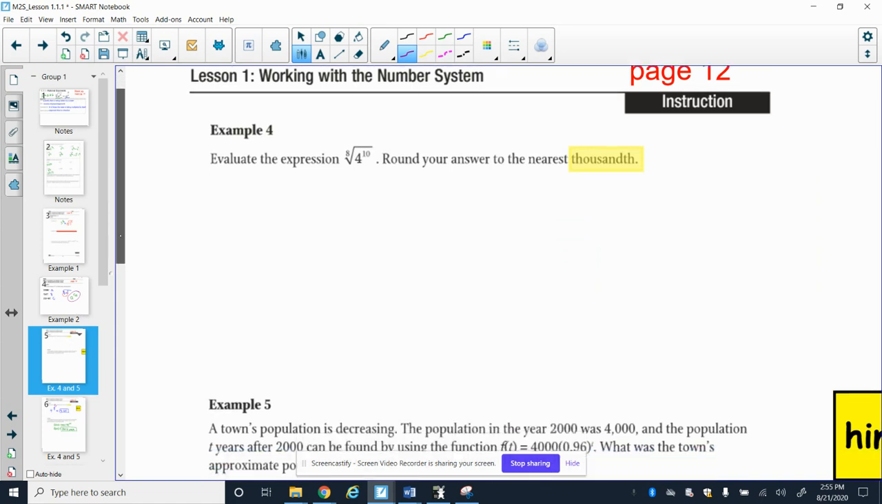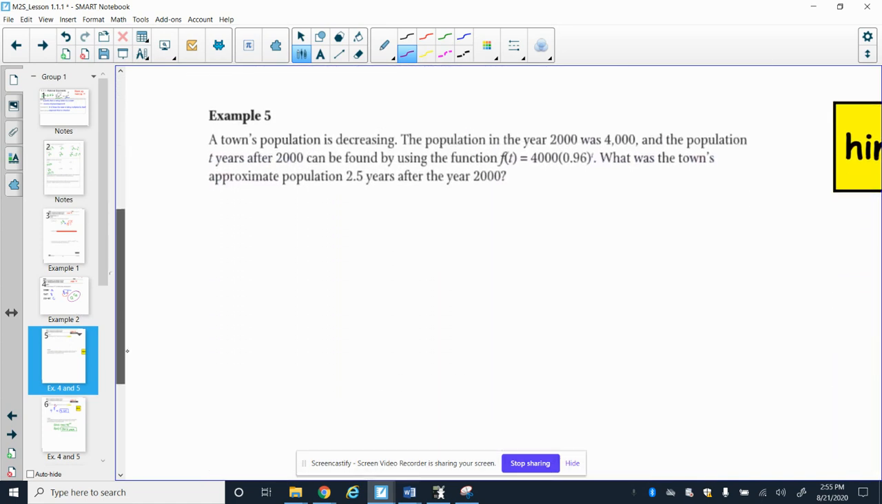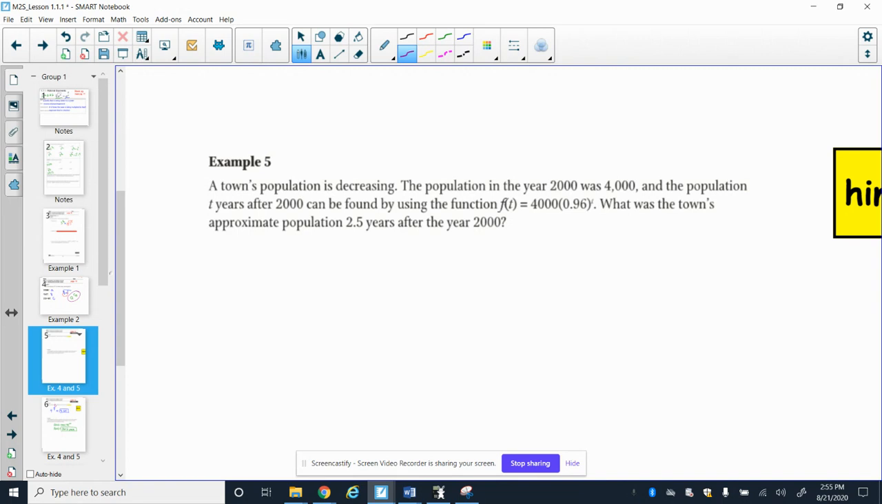One more problem type for today. Example 5, it says a town's population is decreasing. Population in the year 2000 was 4,000. The population t years after 2000 can be found by using this function. This is function notation, hopefully you remember that from last year. F of t is how we'd say that aloud. So it says f of t equals 4,000 times 0.96 to the t power. That's an exponential function, which is what we learned a lot about last year.